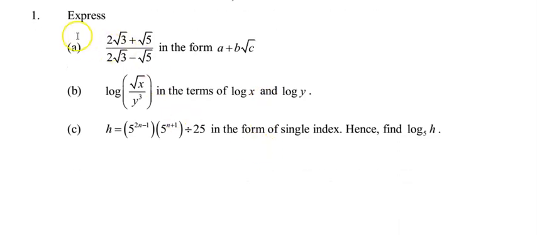Look at the first question. Express this surd number in the form of A plus B surd C. Question B is a log question. I need to separate them in terms of log X and log Y. And C is the index question. I need to simplify them and make it into a single index. Hence, then I will find the log of H to base 5.